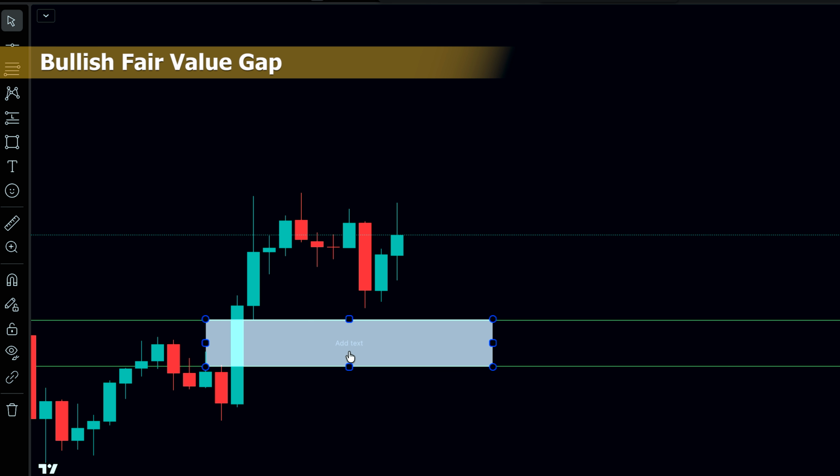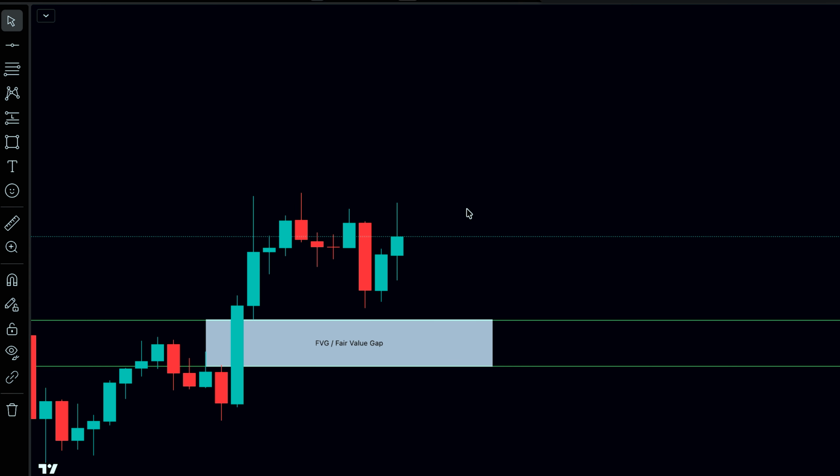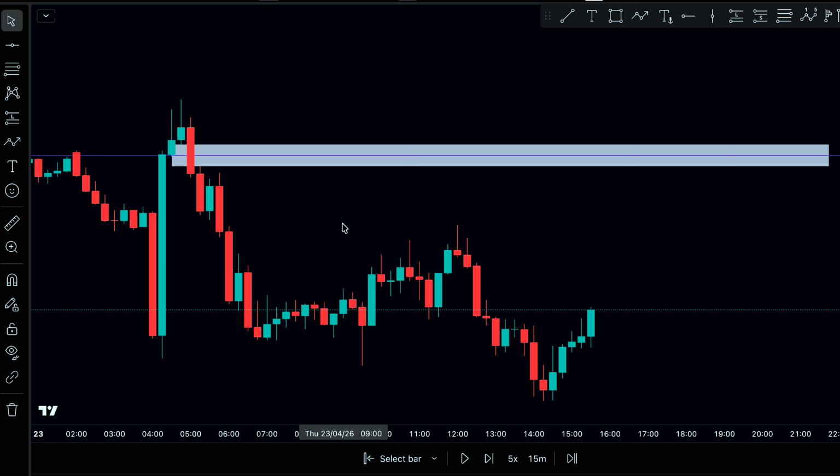In a bullish scenario, you will see a strong green candle. Before that, there will be a smaller candle, and after that another smaller candle. You draw the FVG zone between the high of the first candle and the low of the third candle. This becomes your bullish fair value gap. But remember, don't just enter as soon as price touches the zone.